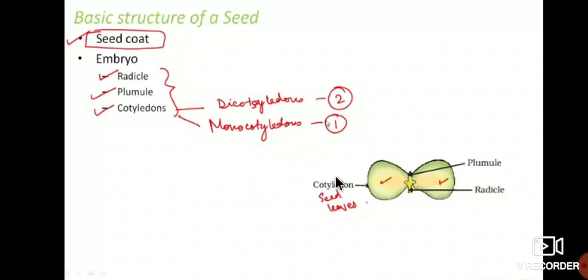Next important, basic structure of a seed. So that contains seed coat and embryo. So the basic structure of seed contains seed coat and embryo. This embryo contains radicle, plumule, cotyledon. In that cotyledon there are two types, monocotyledon and dicotyledon.